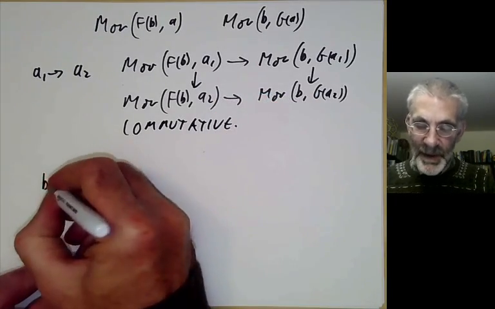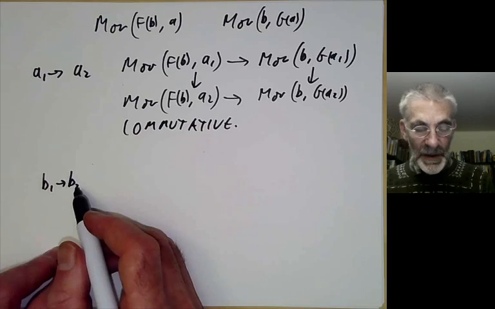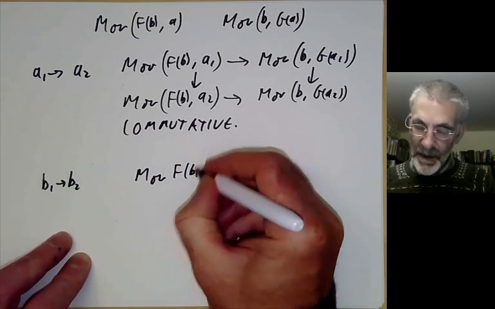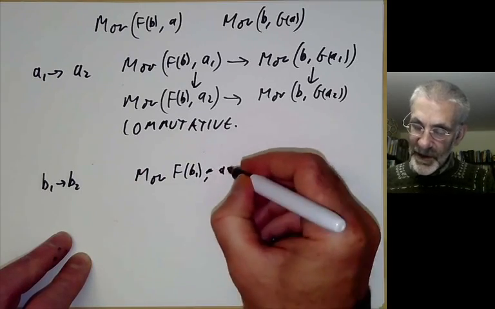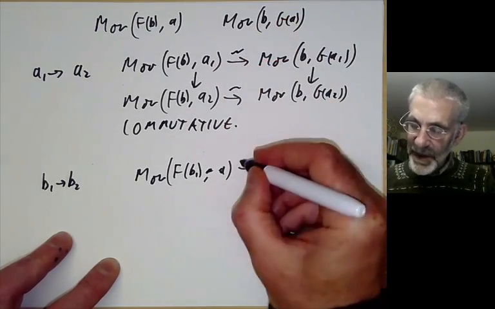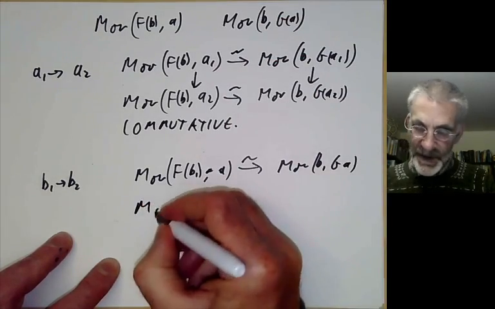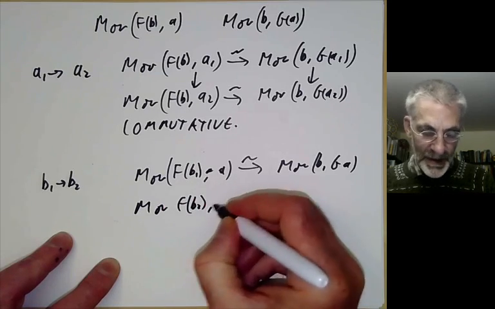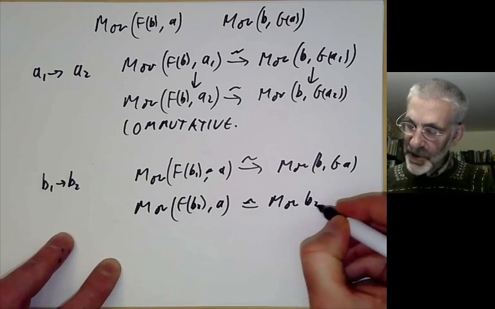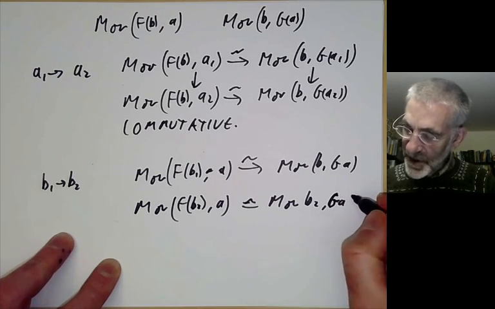And we should also have a similar condition depending on morphisms of B1 to B2, but there's one little thing you've got to be careful of, so I'll just write this out and then explain what you have to watch out for. So we have morphisms from FB1 to A, and these should be isomorphic to morphisms from B1 to G of A. We have morphisms from FB2 to A, and this should be isomorphic to the morphisms from B2 to G of A.